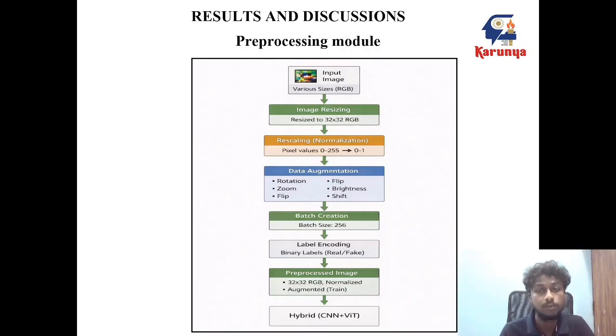So this is the pre-processing module. The input image will be fed, and it will be resized. Normalizing: normally the images have a pixel value of 0 to 255, so if we normalize it, it will be rescaled to 0 to 1. Data augmentation is rotation, zoom, flip, all those things. And we need to create a batch size, and then the pre-processed image will be sent to the CNN and ViT.